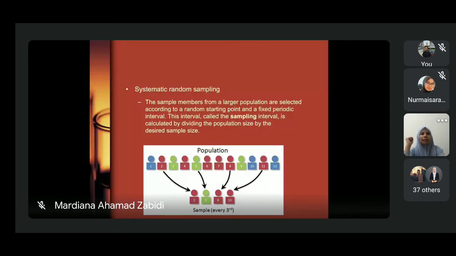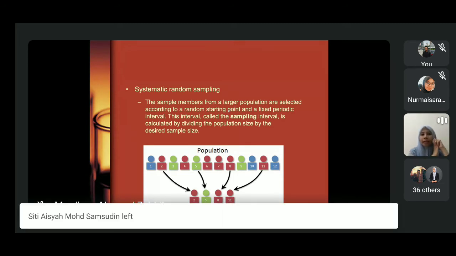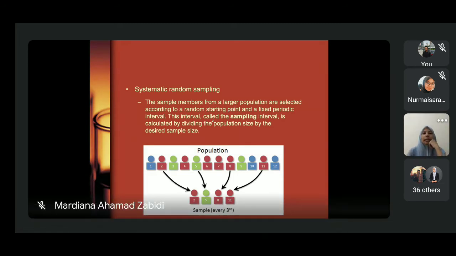Understand? Say I have products A, B, C. So randomly, I choose product A. Then after I have chosen product A, I want to go into systematic random sampling. I want to get every 5 intervals. So that one is systematic random sampling. Okay, this interval is called the sampling interval, and it is calculated by dividing the population size by the desired sample size.